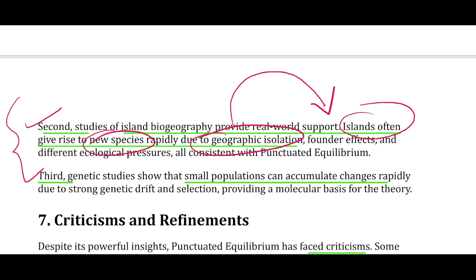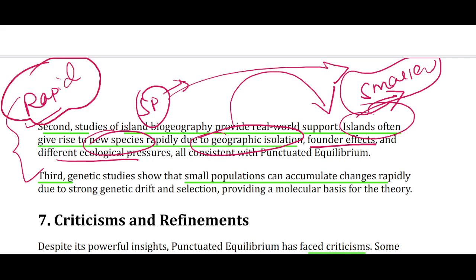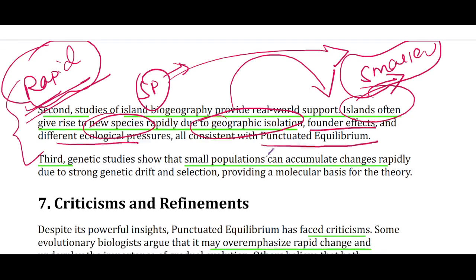And geographical isolation है, island जो है they can support only a smaller population. Smaller population है तो selective pressures जो हैं वो भी strong होंगे, profound होंगे, prominent होंगे. So selective pressures अगर higher है, population small है, then founder effect and ecological pressures all cause rapid changes in the population, and all of these ideas and their subsequent fossil discoveries are consistent with punctuated equilibrium.